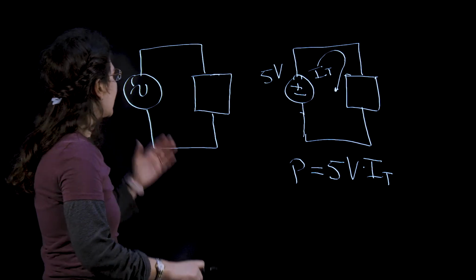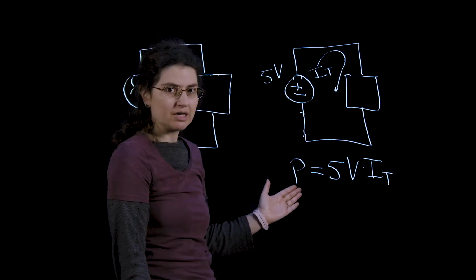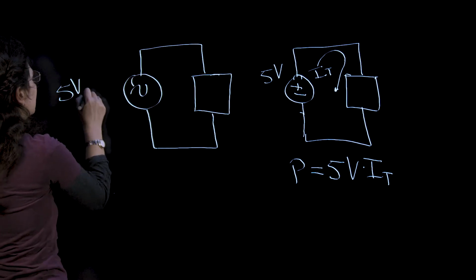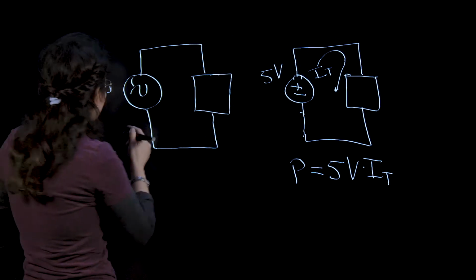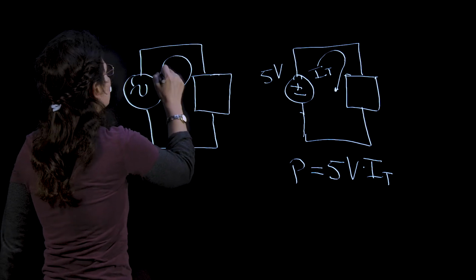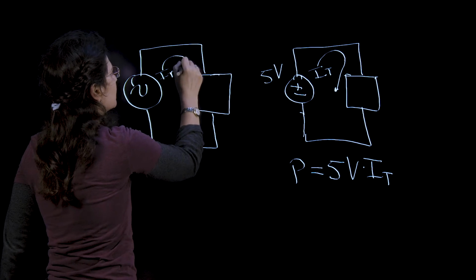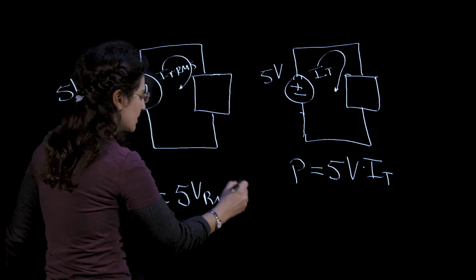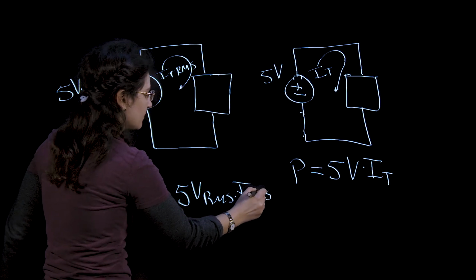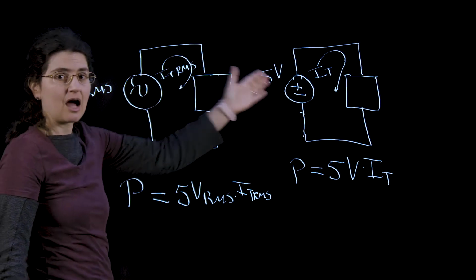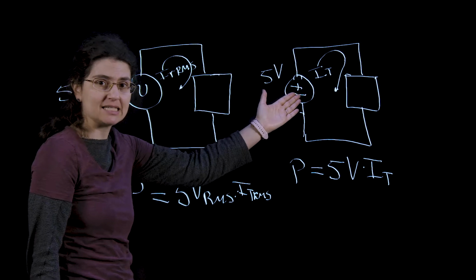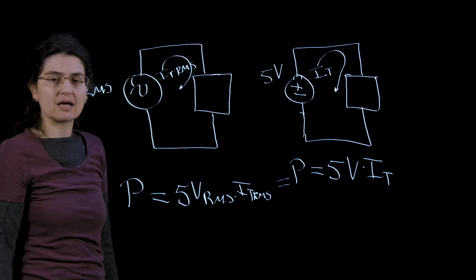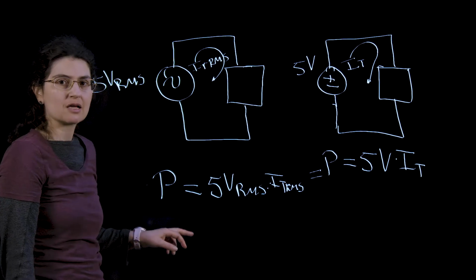If we are interested in powering this circuit so that the same power is dissipated as in the DC source case, we need to put 5 volts RMS. So that here, my circuit draws a particular total current, also RMS, and my power would be 5 volts RMS times the total current RMS. And because both circuits are powered with 5 volts, in this case 5 volts DC, and in this case 5 volts RMS, both circuits dissipate the same power. And that is the physical significance of the RMS power.